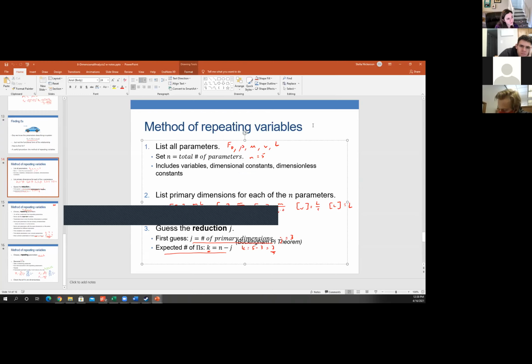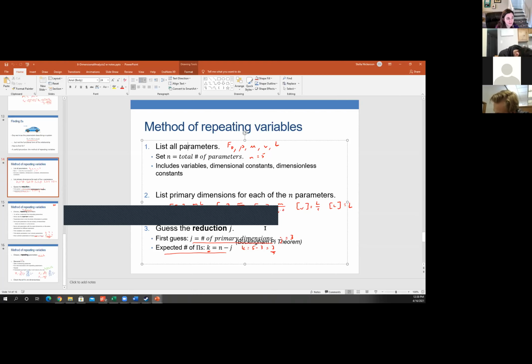So you list all of your parameters, you get the number of parameters, in this case it was 5, you list your primary dimensions for each of those, you figure out how many dimensions you have, in this case it's 3 because you have length, time, and mass, and so that means you expect there to be 2 pies. Okay. And so then you're going to pick your repeating parameters, which are the ones you're going to use to non-dimensionalize the rest of it. And you need at least one for each of the dimensions you have. So in this case, you need a parameter for time, mass, and length.